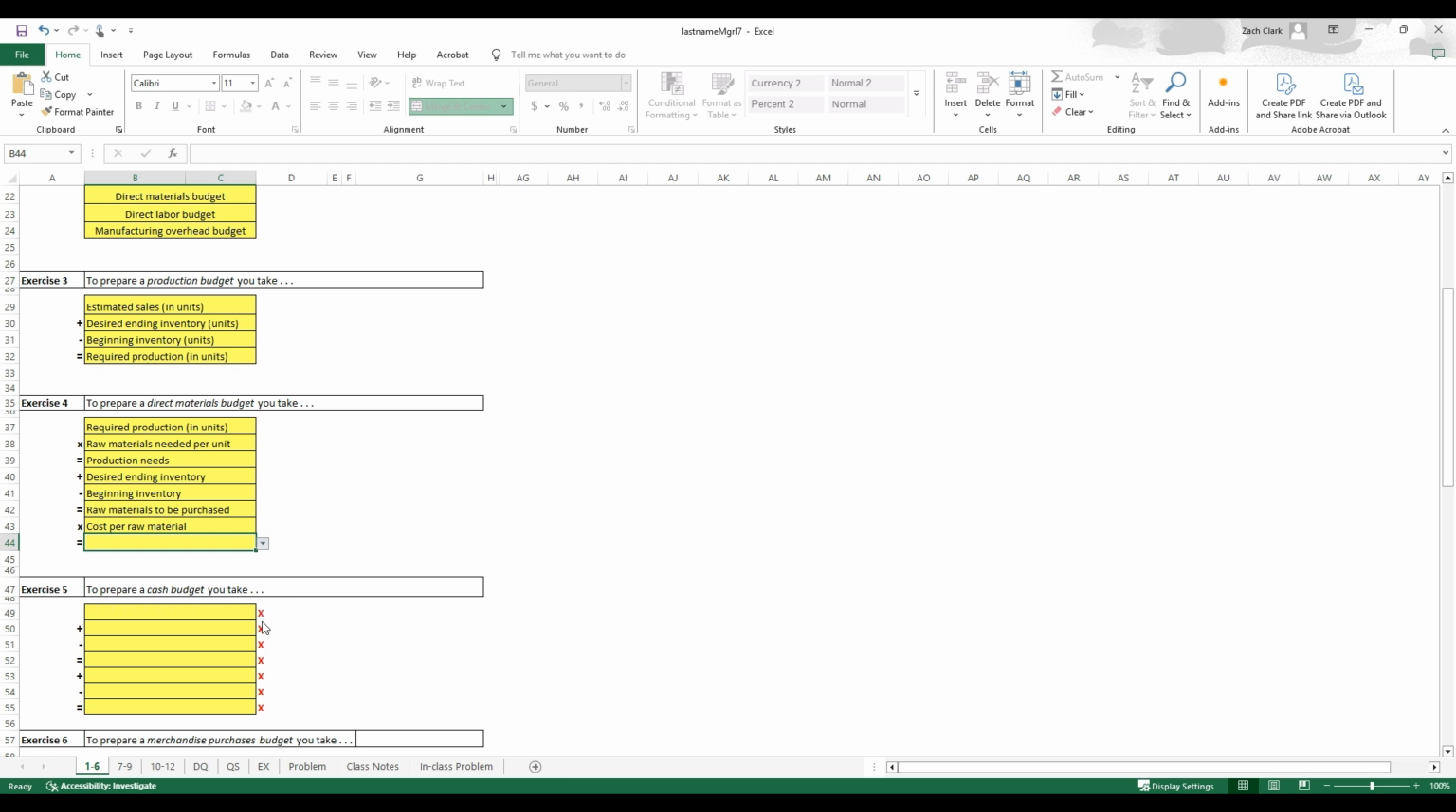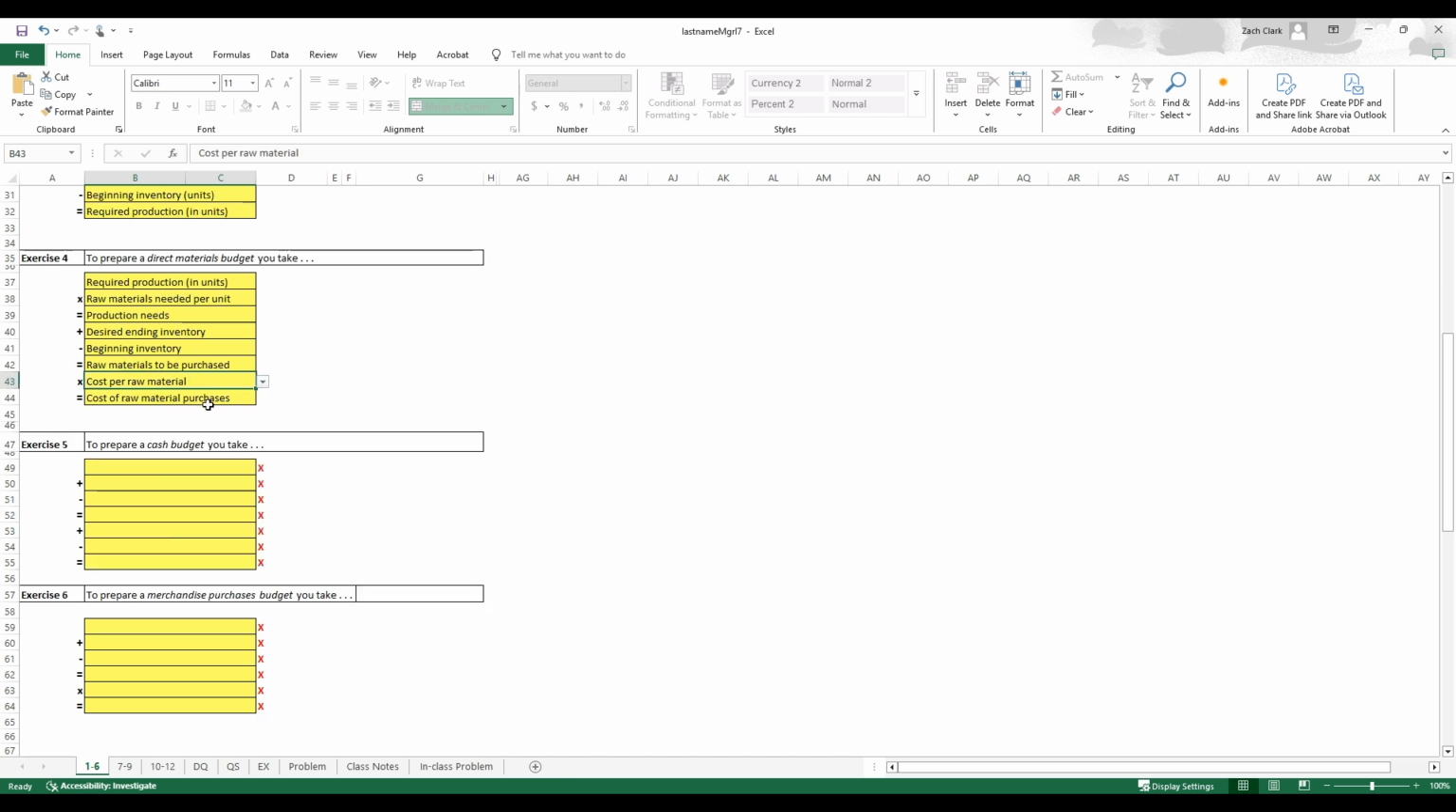But then we do all this work, and essentially what we're arriving at is the total cost of our raw material purchase. So how many units do we need to produce? How much material do we need to produce for each unit? Maybe one unit takes 4 pounds of something, so that's where you break it down. But then you account for your beginning and your desired ending. What is your beginning? And then we factor in the cost component to get the total cost of the purchases.